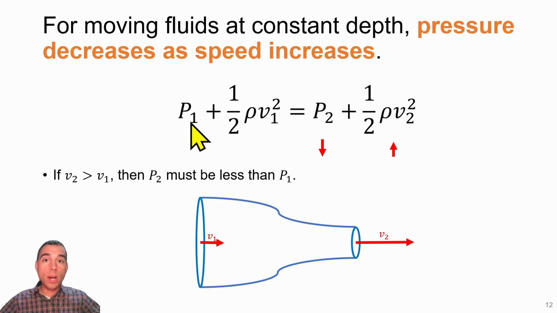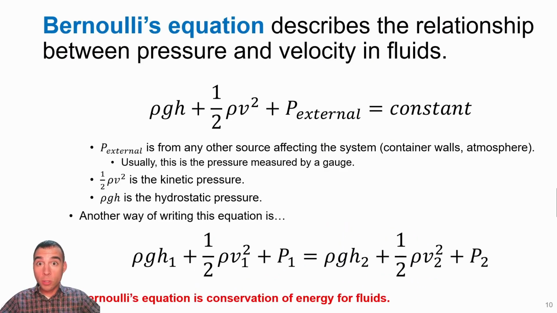This pressure that we measure at point 2 will actually end up being less than the pressure at point 1 because the fluid is moving faster at point 2. So remember, when we look at Bernoulli's equation, it basically tells us the different ways that pressure shows up. It will either be hydrostatic pressure, it will be kinetic pressure, or it will show up as an external pressure that we can measure. In the previous unit, this pressure was called a gauge pressure.